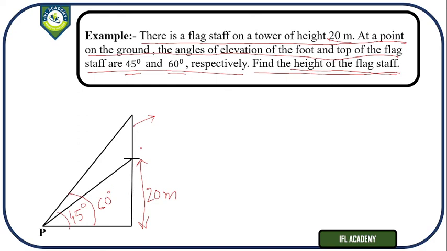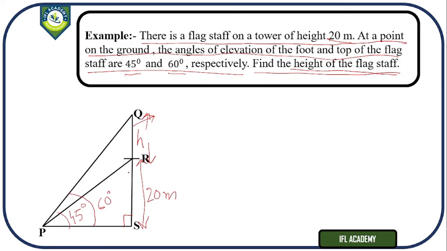So we have to find the height of this flagstaff QR. Let us assume the height of flagstaff QR is h meter. This height. This angle will be 90 degree. Tower stands vertically above the ground.